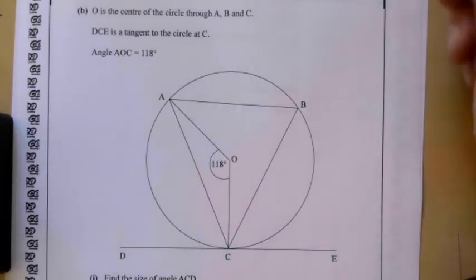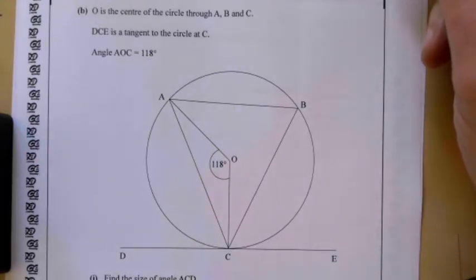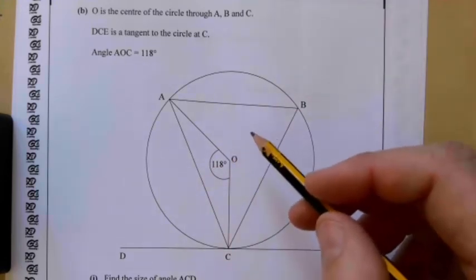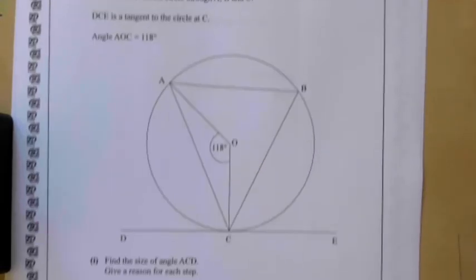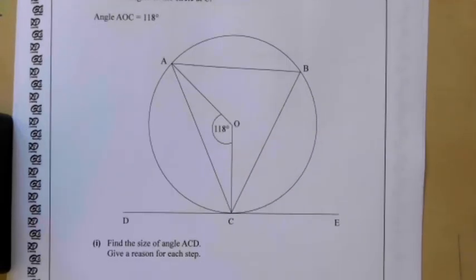Part B then, O is the centre of a circle through A, B, C. And DCE is the tangent, and angle AOC is 118 degrees. The bit below then says find the size of the angle ACD, give a reason for each step.